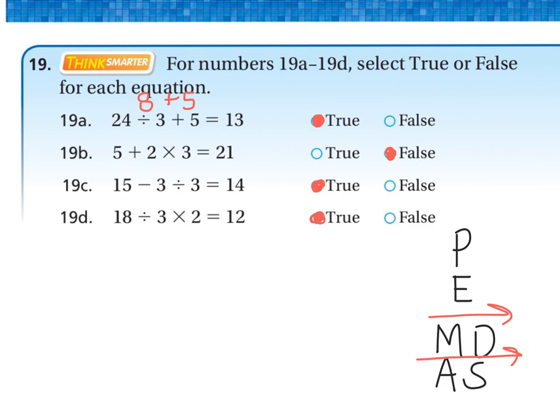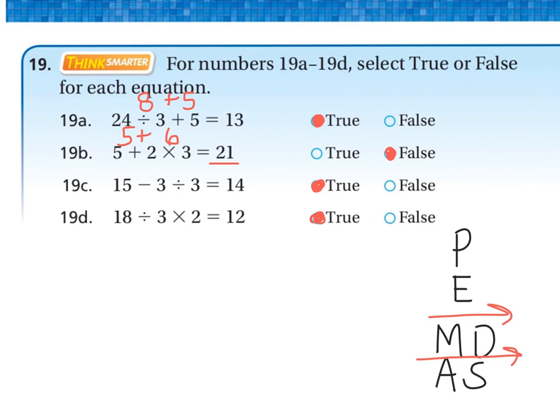That is true. For 19B, the first thing I will do is I will multiply, not add. I multiply first because that comes before addition in my order of operations. 2 times 3 is 6. 5 plus 6 is 11. That's not what's listed here. 21 is listed here. That is false.